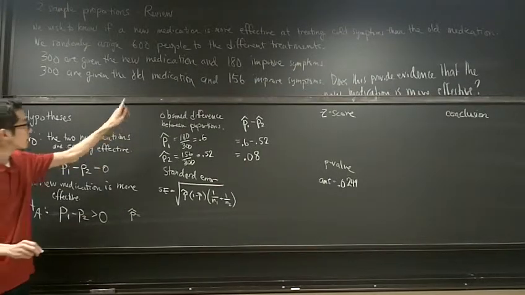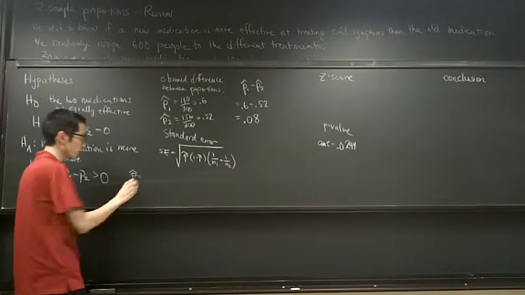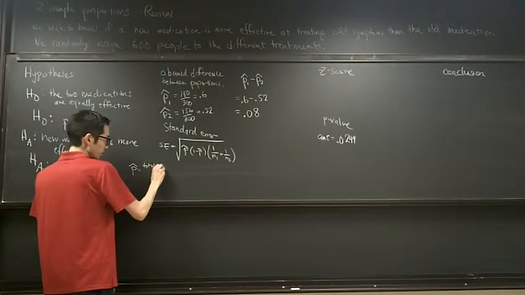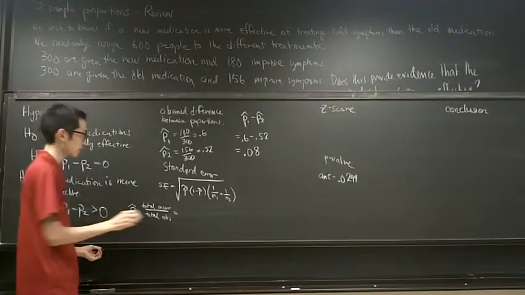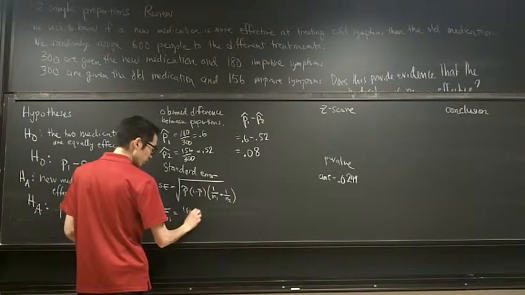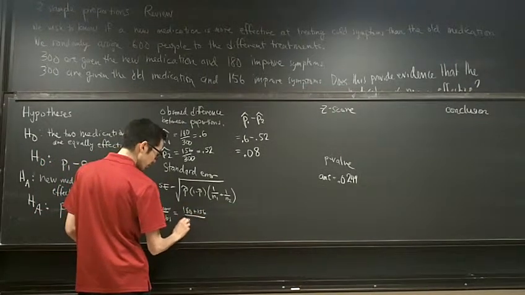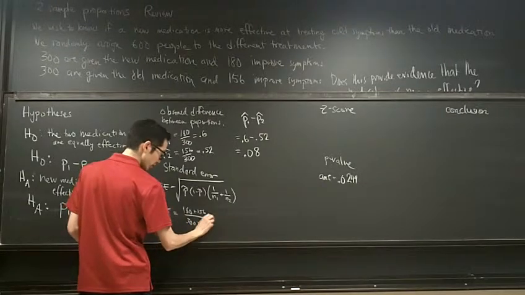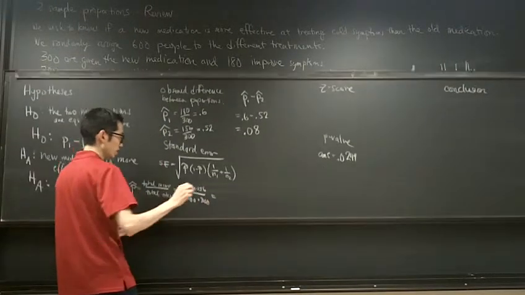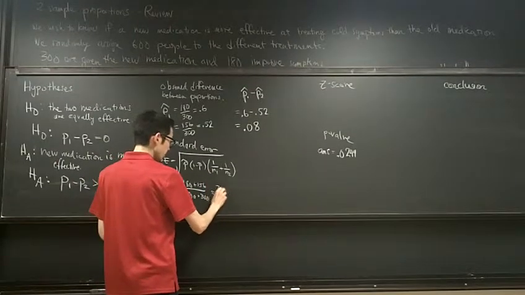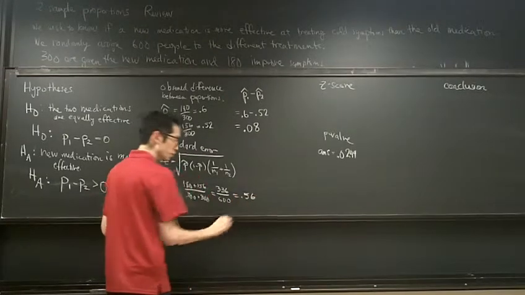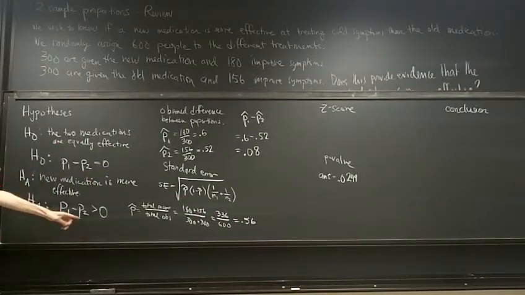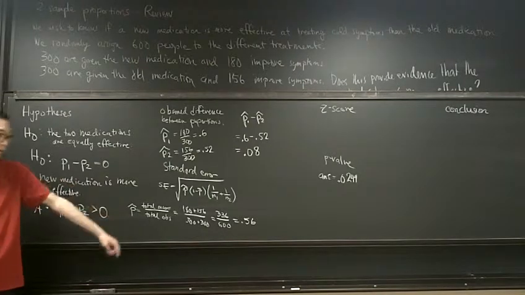P hat is our total success over total observed, right? So how many people improved symptoms? That's going to be our total success. If I do 180 plus 156 over 300 plus 300, I get 336 over 600, which is equal to 0.56. Do we get this? Okay.